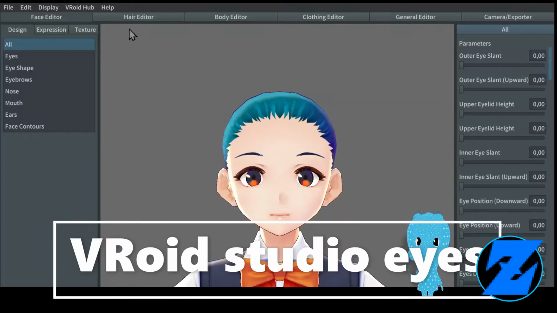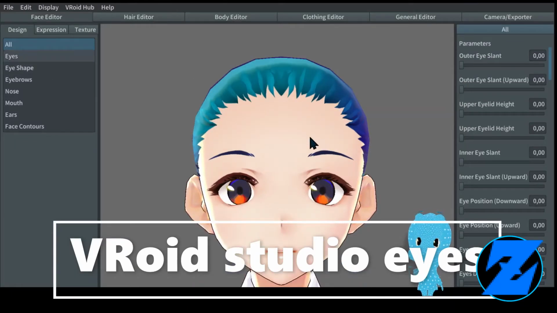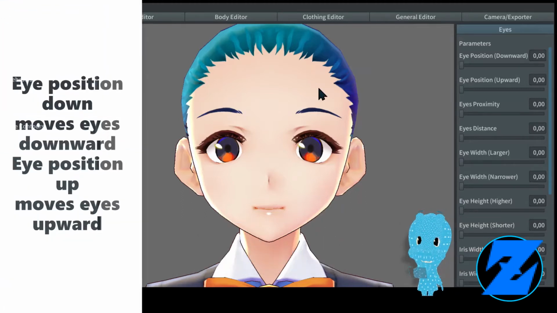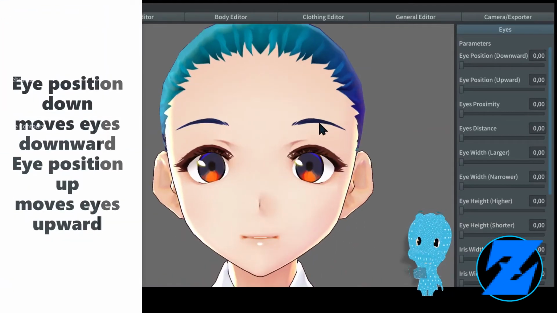VRoid Studio Eyes. Eye position down, moves eyes downward. Eye position up, moves eyes upward.